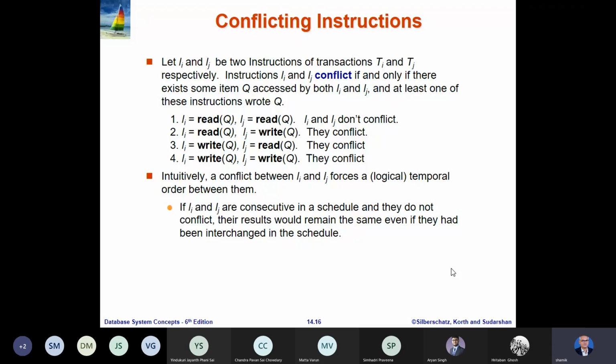So intuitively, a conflict between Ii and Ij forces a logical temporal ordering between them. So if we say that I am going to follow Ii followed by Ij, then if we do it the other way, there will be a conflict, if at least one of them is a write operation and both of them are accessing Q.